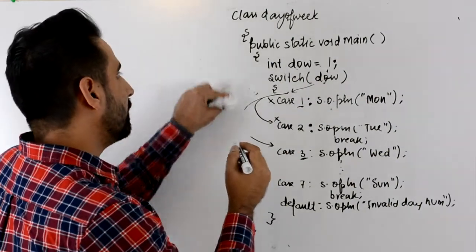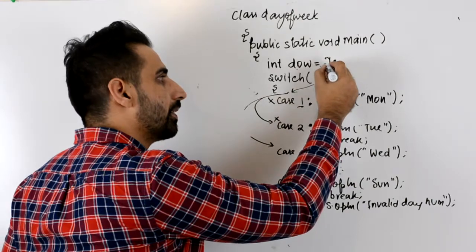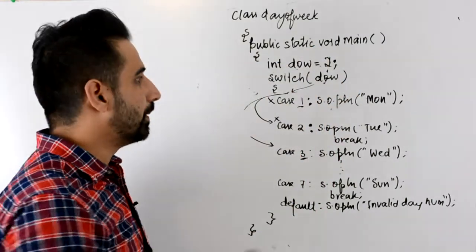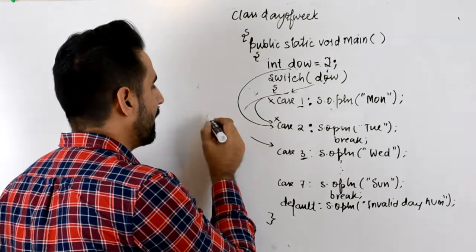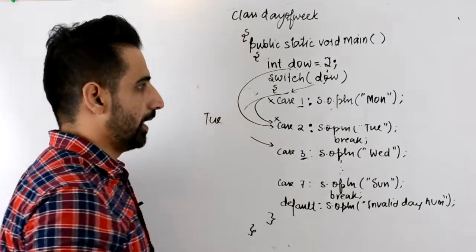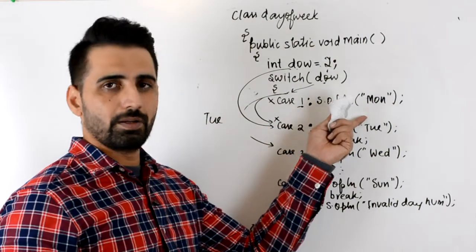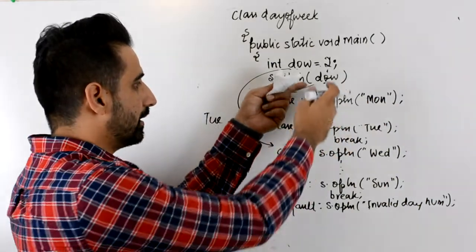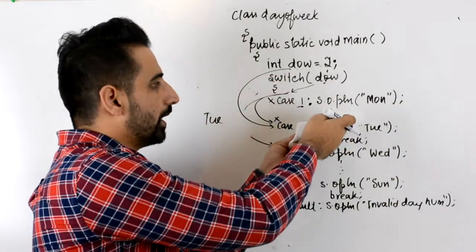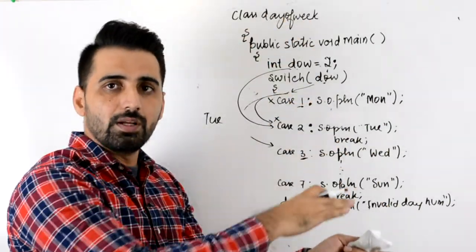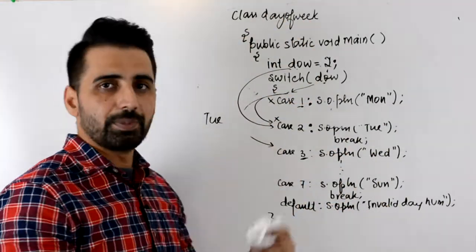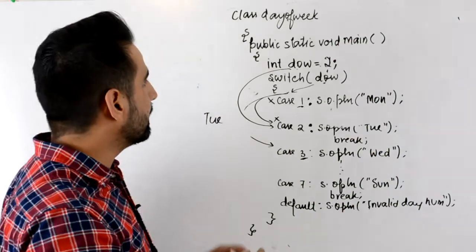Now if the value of DOW is 2, then where will it go? It will go to case 2, and it will print Tuesday. It will not print Monday, even if a break is not there, because it directly came to case 2. So it won't fall toward the top, it will always fall from top to bottom. So what will it print? It will print Tuesday. This is a simple program.